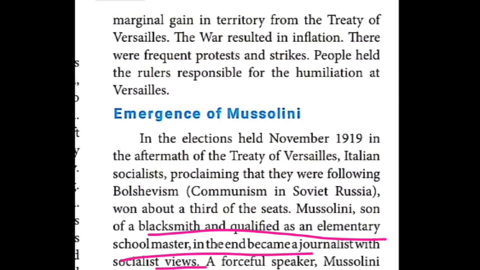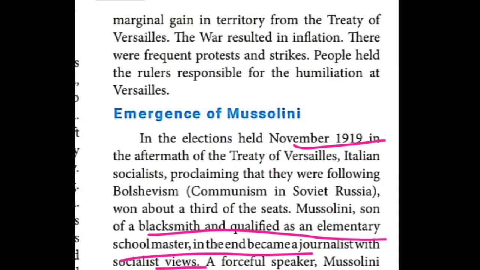It is not given in your book, children, so you can write it as an additional point. When the Fascist Party was founded in the year 1919, Mussolini immediately joined it. Mussolini was a forceful speaker. Moreover, he was a teacher and journalist, with his newspaper Avanti.